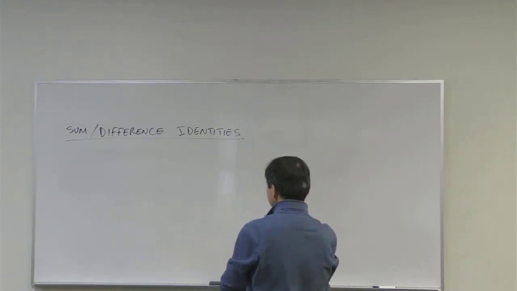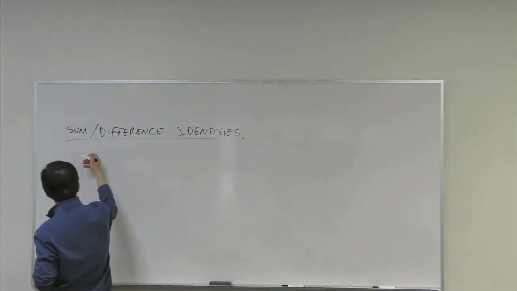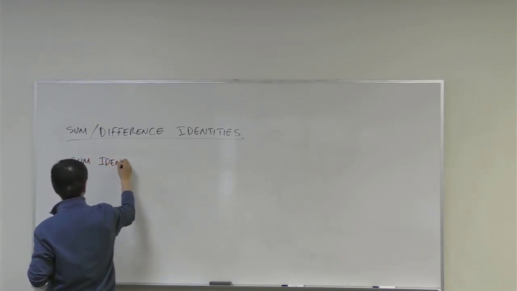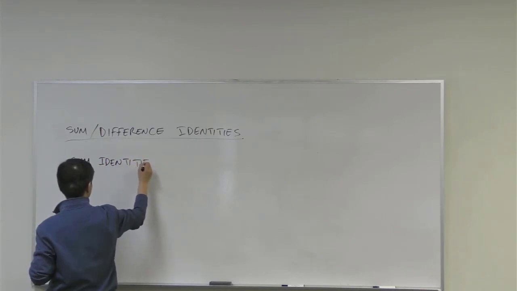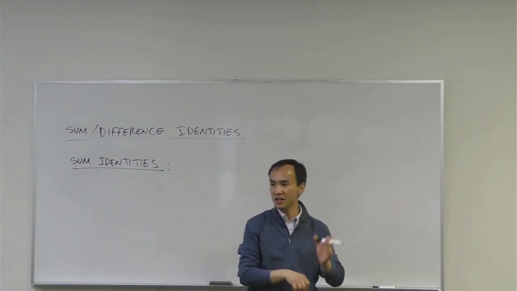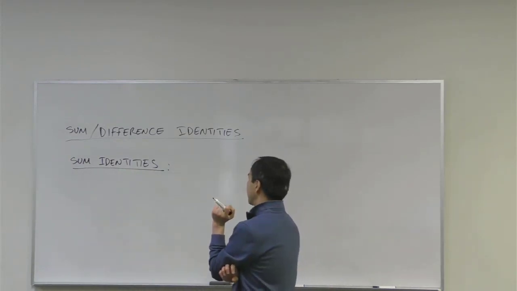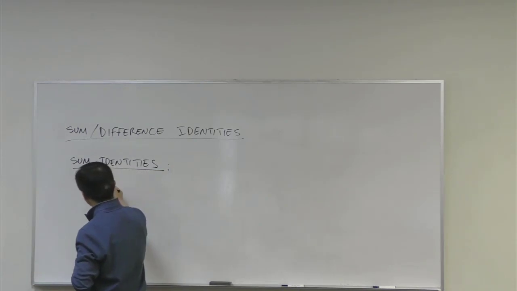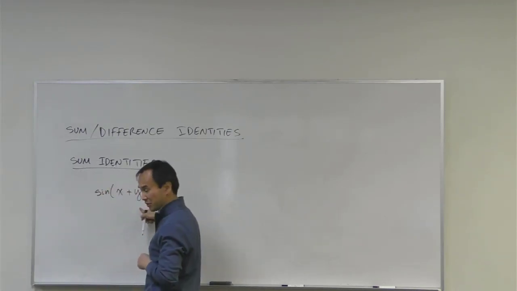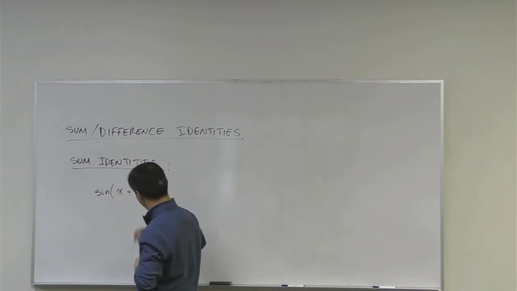Okay. So the first one I want to introduce here is the sum identity. We have seen quite a few identities. An identity is an equation, an equality, that's always true regardless of the value of the variable. Now we can take the sine value of the sum of two angles. Let me name them x and y. So x and y here are two different angles. I'm taking the sine of the sum of two angles.